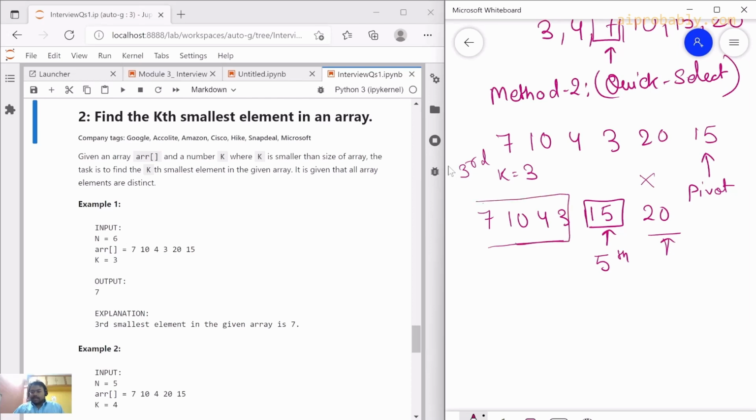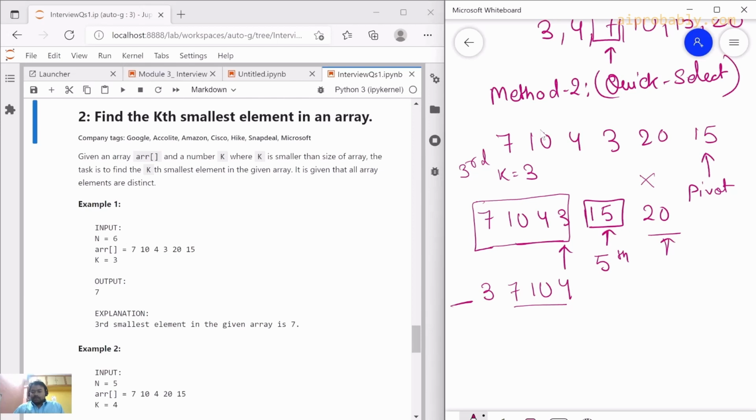Now we'll apply the same algorithm again, in which we'll assume 3 as a pivot element and figure out which elements belong to the left hand side and which belong to the right hand side. So once we figure that out, we'll see that 3 comes here, followed by 7, 10, 4. And here in the left hand side we don't have any element. In the right hand side we have some set of elements which is unsorted for now.